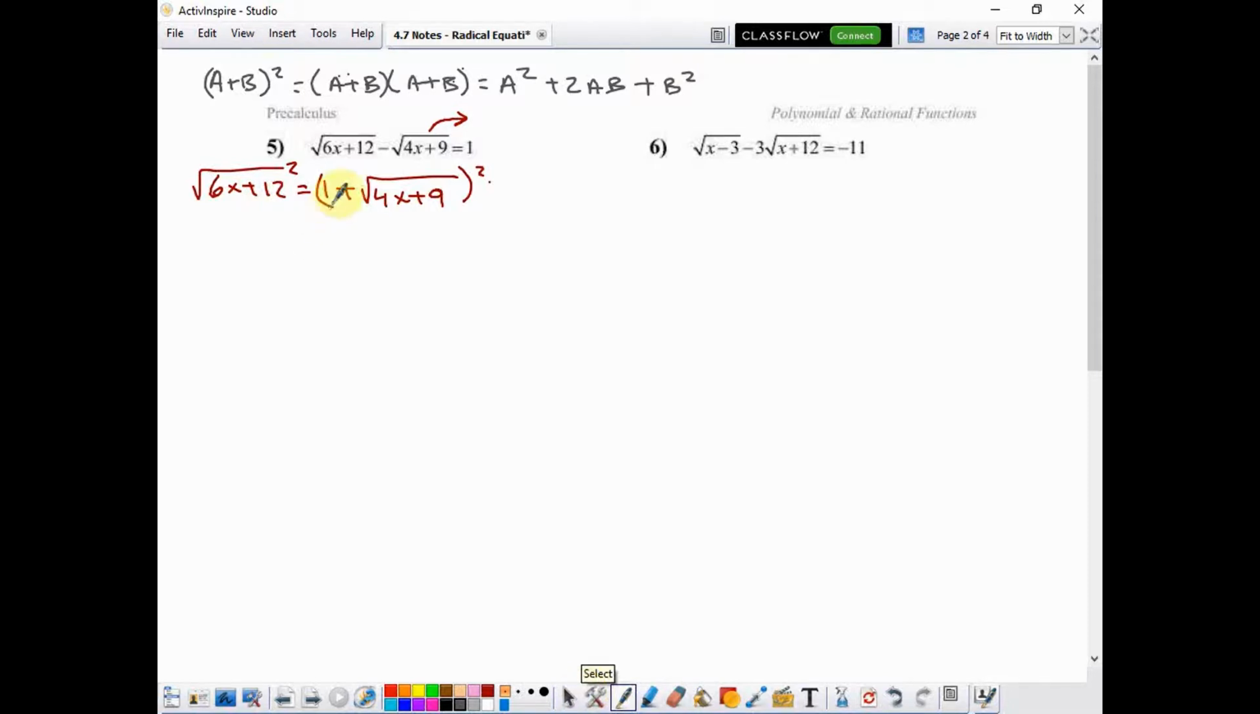And I really don't want to rewrite this as 1 plus that radical times 1 plus that radical. I want to go straight from here to here. On the left side, the radical is going to cancel. On the right side, a squared, that's the first term squared. 1 squared is 1. Double the product of the two terms: 1 times the radical doubled is 2 times the radical. And then b squared is 4x plus 9.